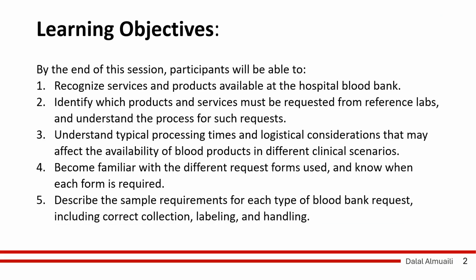In this lecture, inshallah, we will recognize services and products available at the hospital blood bank and then identify products and services that must be requested from reference labs and then understand the process of such requests. We will also understand typical processing times, logistical considerations. We will try to understand what affects the availability of blood products, become familiar with different request forms and when they are needed, and then describe the sample requirements for each type of blood bank request.